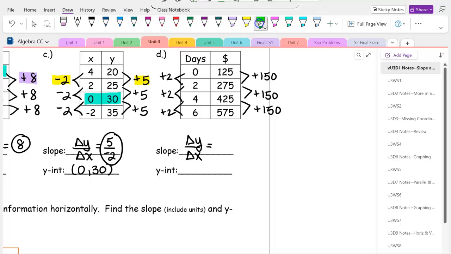Your change in y is 150. Your change in x is 2. 150 divided by 2. Then we simplify. That gives us 75. Now let's talk about our units. Just like we did change in y over change in x, that's the order that you want to do for your units as well. So we did y over x, so we're going to do dollars over days. That y-intercept, once again, is always where 0, comma is. So 0, 125.